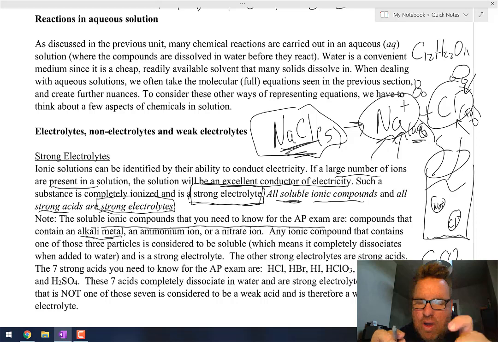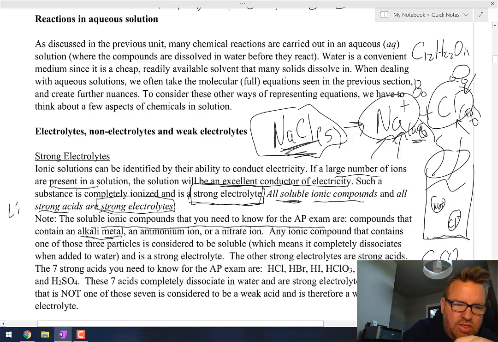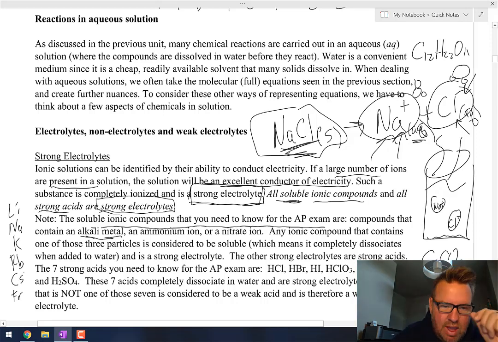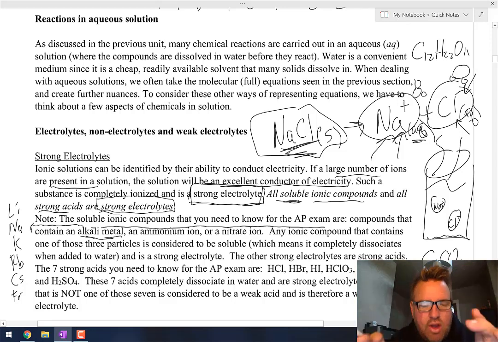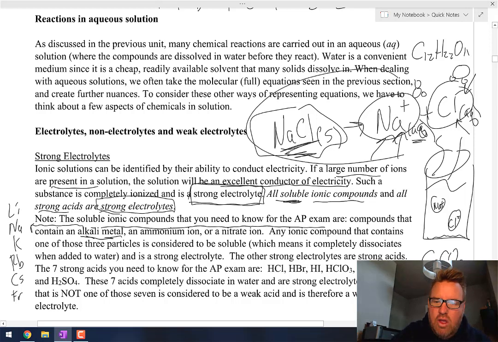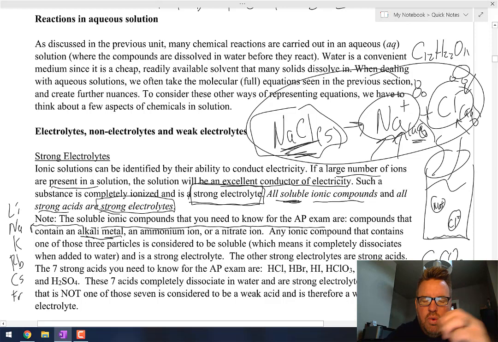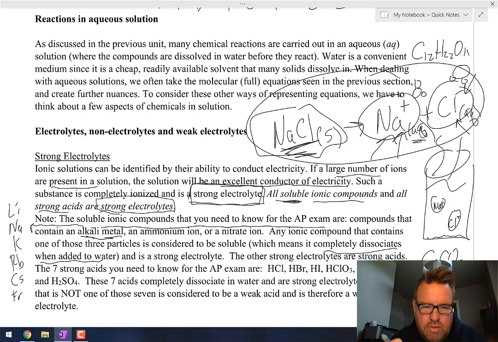Anything that has an alkali metal in it, so lithium, sodium, potassium, rubidium, cesium, and technically francium, I guess, as well. Okay, those are your alkali metals. Anything with one of those in it is 100% of the time going to, just like here, break apart when you put it into water. The fancy word is that it completely dissociates when added to water. It breaks apart into ions. So any compound that has an alkali metal in it is going to be soluble.